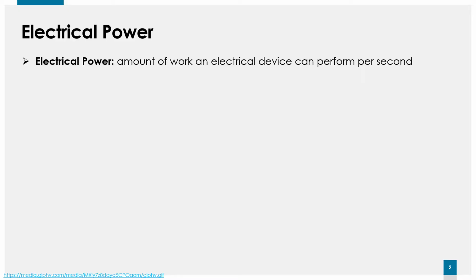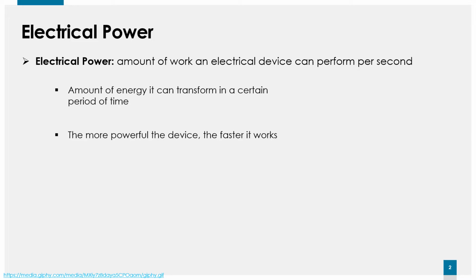Electrical power is the amount of work an electrical device can perform per second. It's the amount of energy it can transform in a certain period of time. Each device has its own job, let's say to move, to change something, to create, to deform something. And each of them has this electric power, this potency that it can perform the work, okay? The more powerful the device is, the faster or better it works, okay?